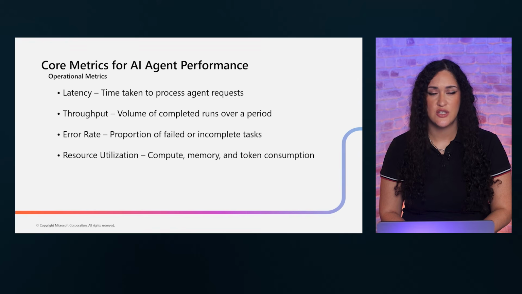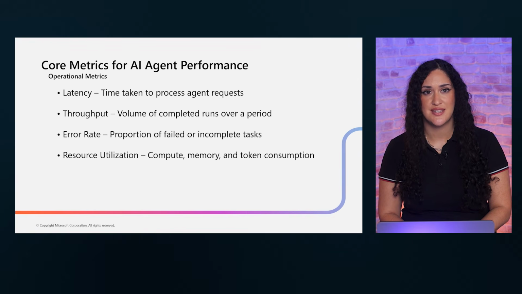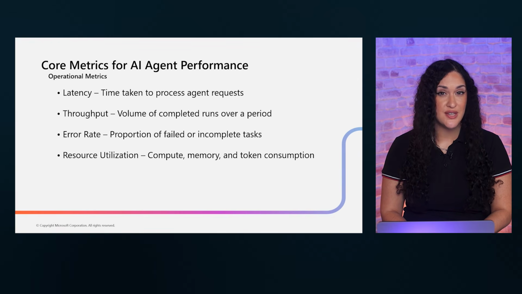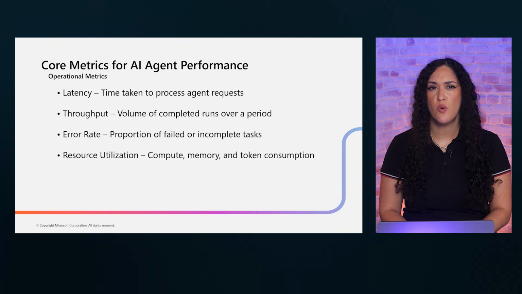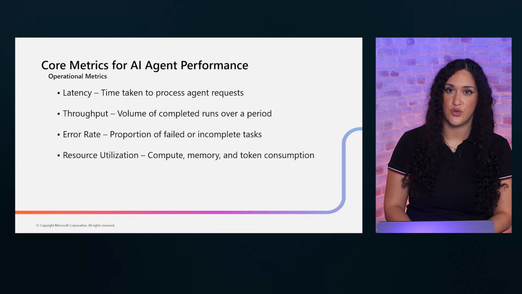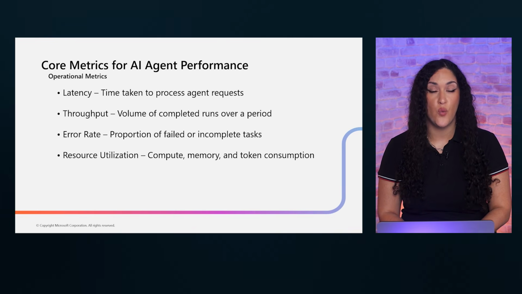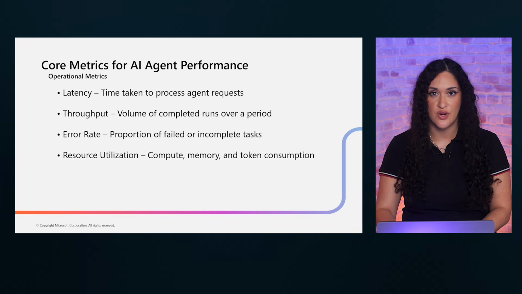The best practice is to track these metrics not just as averages, but also as percentiles. The 95th percentile latency tells you more about user experience than the average does, because it captures the worst experiences real users are having.